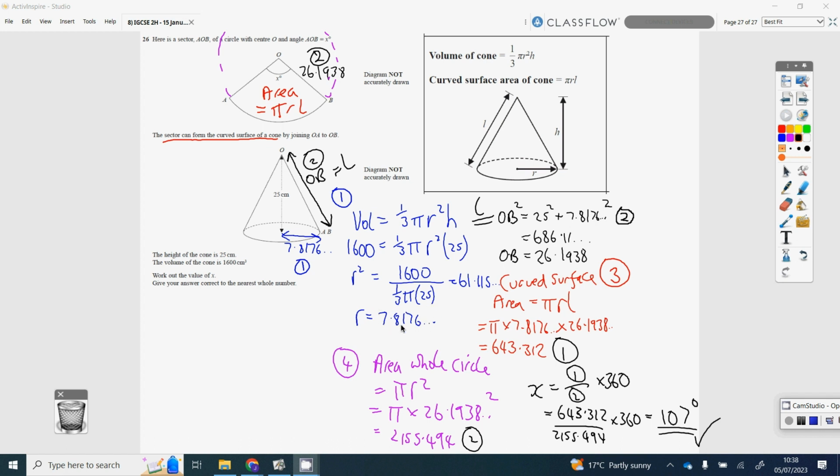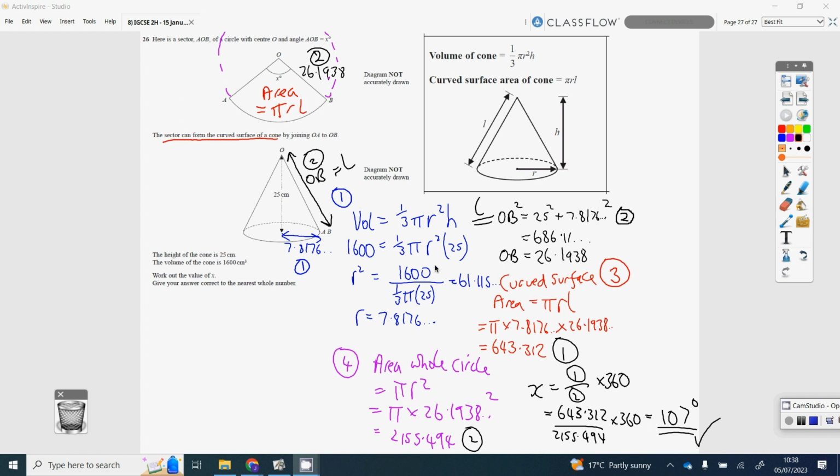So that's step one. Now, I'm able to work out the length L, this diagonal length, by using Pythagoras. I've got a right-angled triangle here where L is my length from O to B. The vertical height of this right-angled triangle is 25, and the horizontal length at the bottom is the radius, the 7.8176 I've just worked out. So just using Pythagoras, I can work out that L is 26.1938. So I've popped that up here. That OB now becomes the radius of the whole circle.